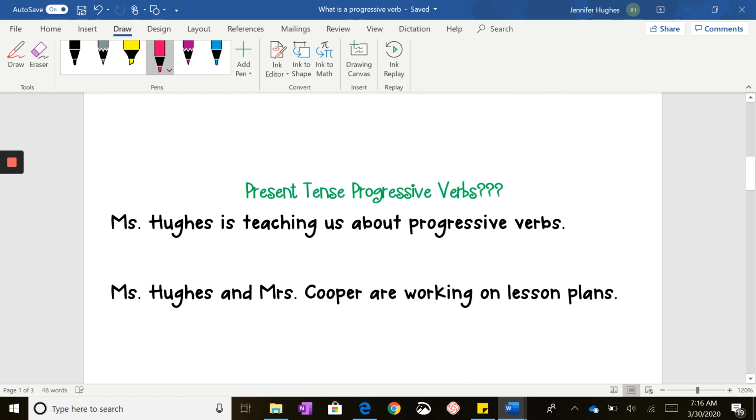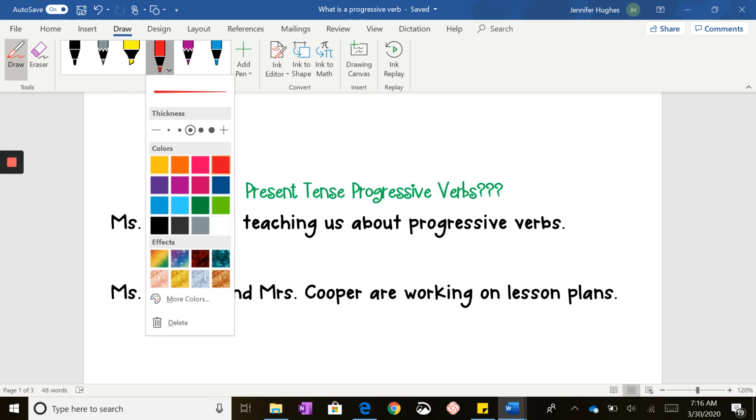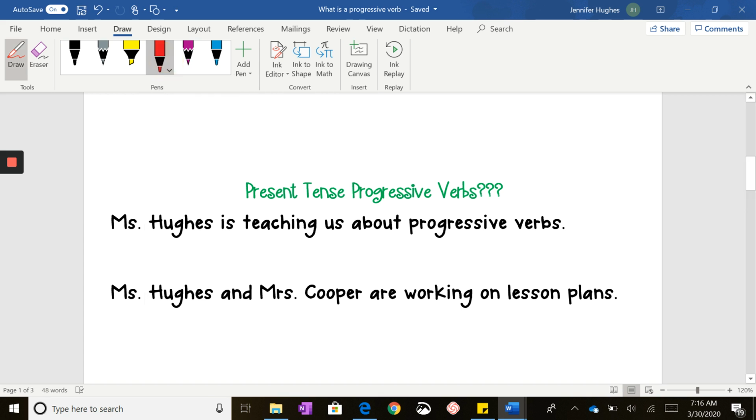Okay, so now let's talk real quick about, do we have present tense progressive verbs? And the answer is nope, we sure do not. Okay, we do not have present tense progressive verbs. These are just considered like helping and linking verbs. So Miss Hughes is teaching us about progressive verbs. That tells you what Miss Hughes is doing right now. The word is the linking verb between the subject and what the subject is doing.